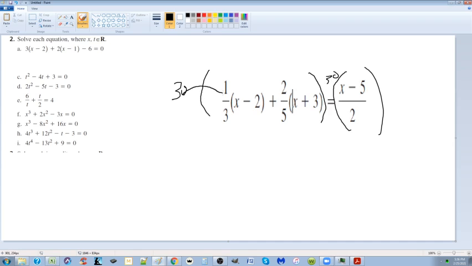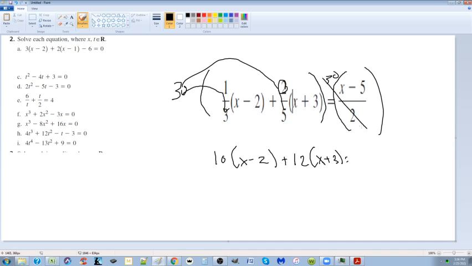What's 30 times 1? It's 30. Divided by 3, it's 10. But I also have to distribute through here. What's 30 times 2? It's 60. Divided by 5. Well, how about 30 divided by 5 first? 6 times 2, 12. On the right side, 30 divided by 2 is 15.